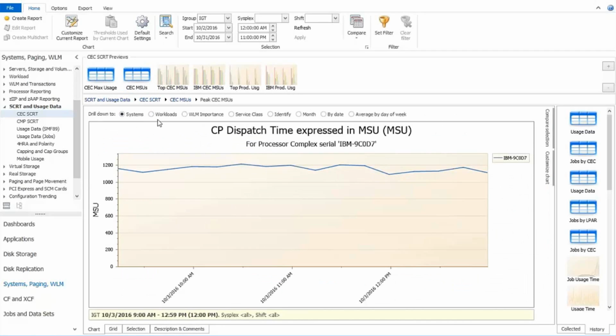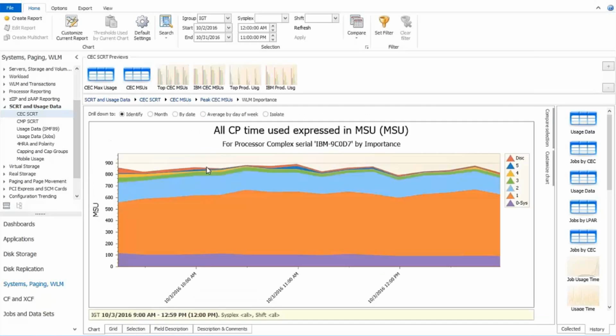We can drill down either by system, by workload, by service class. In this case, I'm going to drill down by WLM importance level to see how much work was running at each of the WLM importance levels. So here in this example, this is the 4-hour period that represented the peak for the month, 9 a.m. through 12:59 p.m. And we can see in this example that the work that was running was almost all WLM system level or importance level 1 or importance level 2. Very little at the higher or the lower, whichever way you want to say it, WLM importance level.